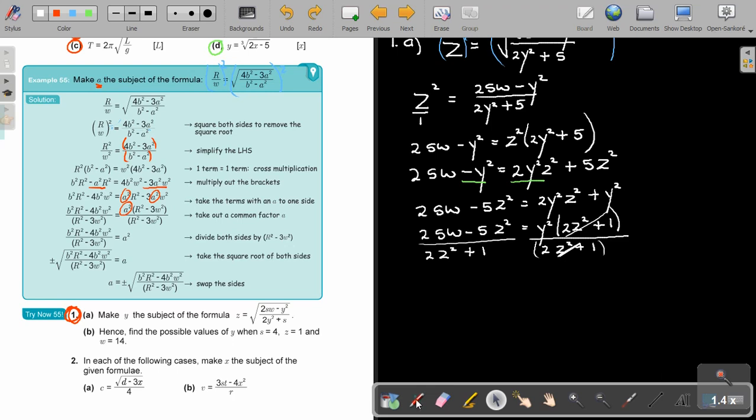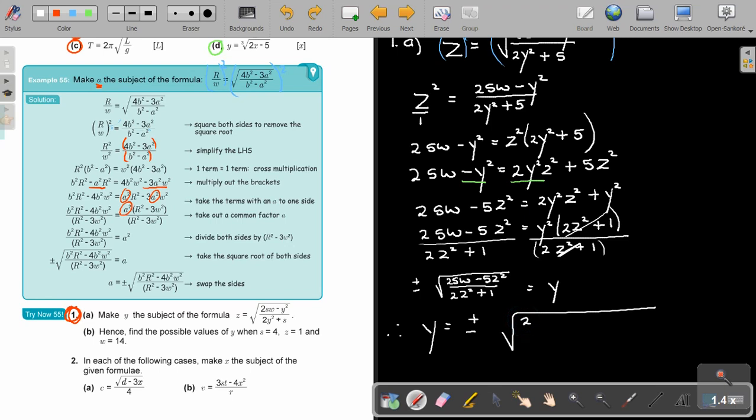So to get that, I'm going to take the square root, plus minus of 2sw minus s z squared over 2z squared plus 1. And now, therefore, I'm just going to change the sides. It's actually an s. Just be careful, it's not a 5, it's an s. So y is equal to plus minus the square root of 2sw minus s z squared over 2z squared plus 1, and that's your final answer.